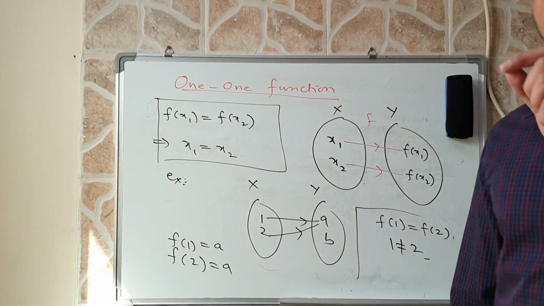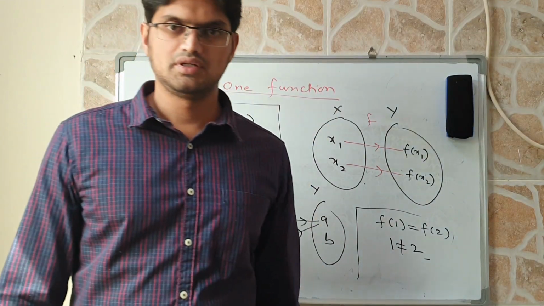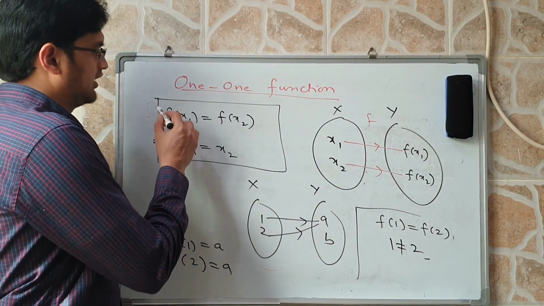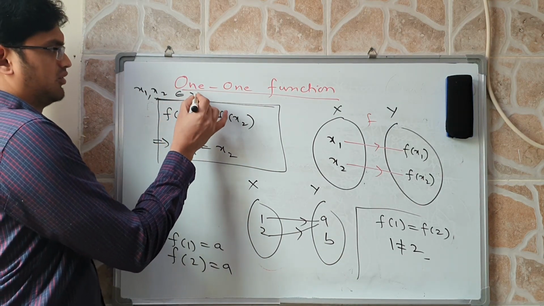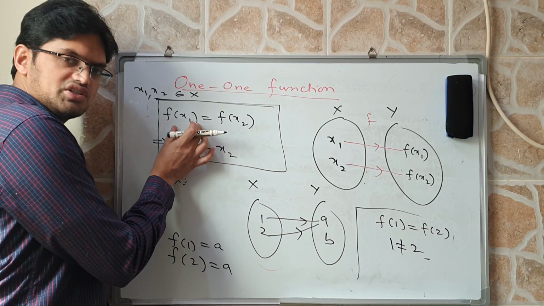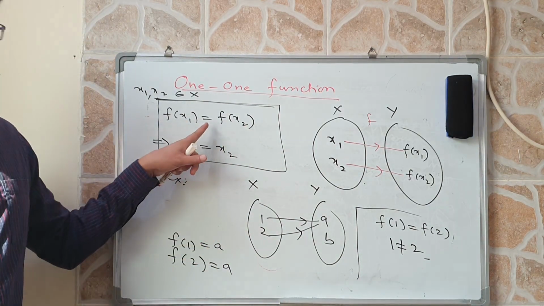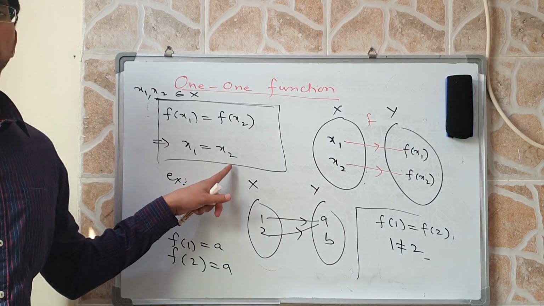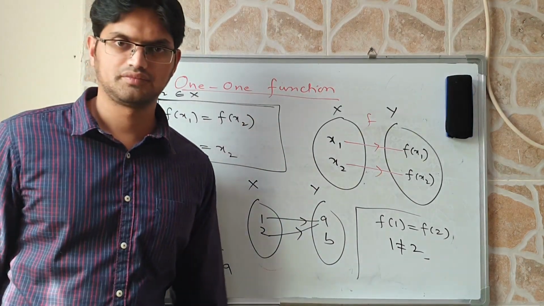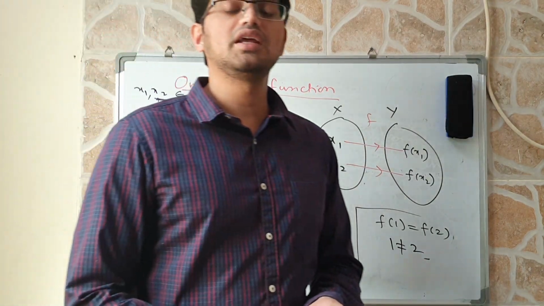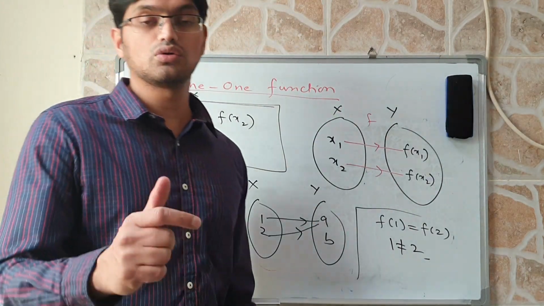So what you need to concentrate on is, to prove a function is one-one, what we have to do? Let us take two elements x1, x2 from the domain X, see their images, equate them, and finally we must get, after all our calculations, x1 equal to x2. Otherwise, our function is not one-one. I hope it is clear. Now let me take the next one. This one-one function is also called an injective function.